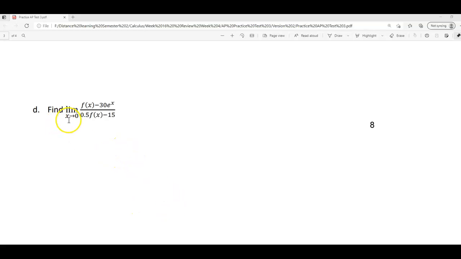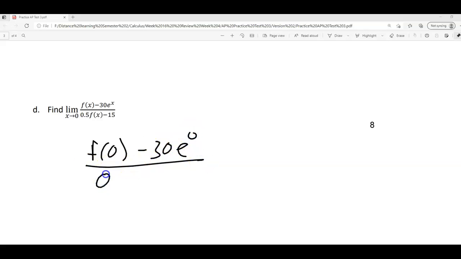All right, find the limit of this function. All right, so we're going to plug in 0. We're going to plug in 0. And we're going to plug in 0. The first thing you do anytime you take a limit is always just try direct substitution.